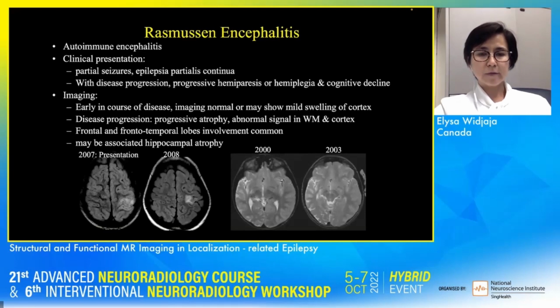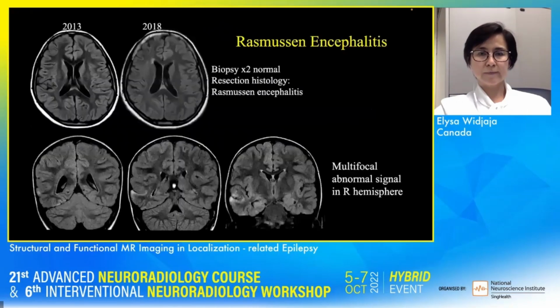The frontal and the frontotemporal lobes are commonly involved, and there may be associated hippocampal atrophy. Please be aware that the lesions in Rasmussen encephalitis may be skip lesions involving a single hemisphere. Hence, on imaging, you may see multifocal abnormal signal within a single hemisphere. As such, biopsy may occasionally be normal. The case in the upper panel is from a patient who had 2 biopsies that were normal, and the diagnosis of Rasmussen encephalitis was made based on the resection specimen.